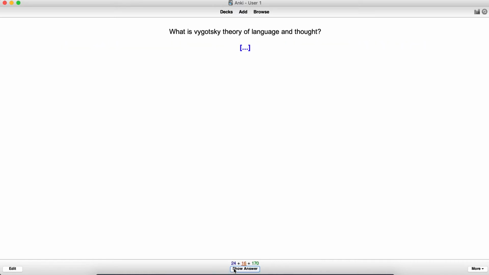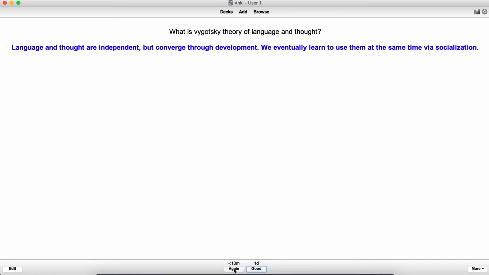What is Vygotsky? So remember, Vygotsky is a social dude. He argues that language and thought are completely separate, but as you grow older through socialization, they can become intertwined and connect with each other. And remember, they converse and develop at the same time via socialization.